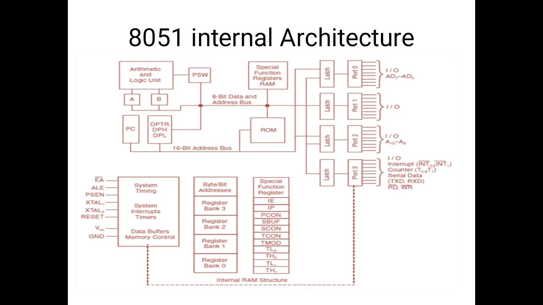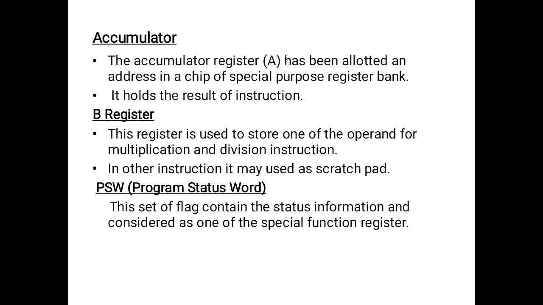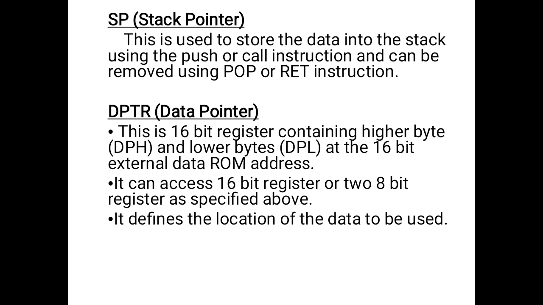This is the internal architecture of 8051. As from the figure, I have explained each block. Accumulator is used to hold the result, register B is used to store the operand of multiplication and division, program status word provides the information regarding the flags and special function register. Stack pointer is used to store the data using the stack push and pop instructions. DPTR, data pointer, defines the location of data to be stored either in 8-bit or in 16-bit.